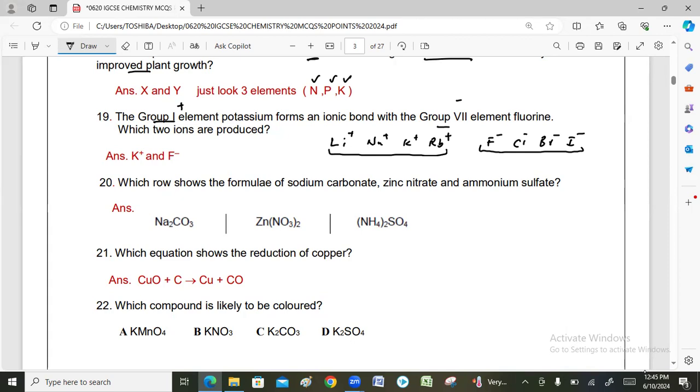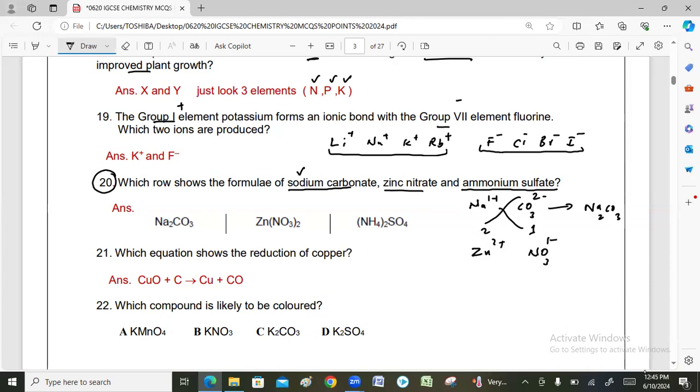Which row shows the formula of the sodium carbonate, zinc nitrate, and ammonium sulfate? For this question especially, the student must practice the formula making, and they should be able to do the radicals. Like if we have sodium as 1 plus, carbonate is CO3 2 negative. So if we exchange the numbers without sign, we will get the sodium carbonate. Then zinc nitrate: zinc is 2 positive, and nitrate is NO3 1 negative. So you have to make the nitrate 2 times. So zinc nitrate is Zn with NO3 2 times.